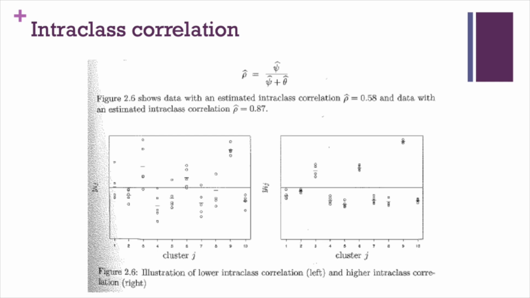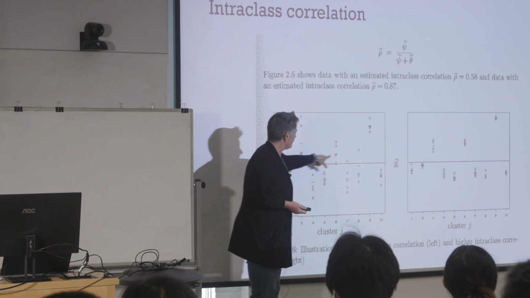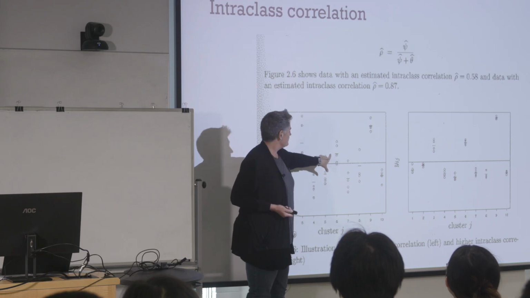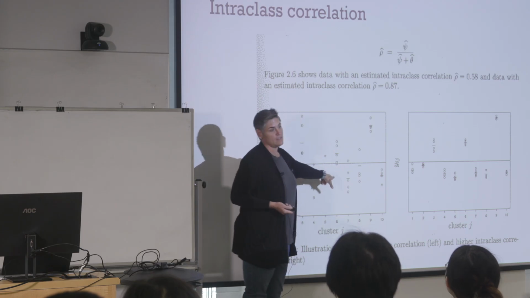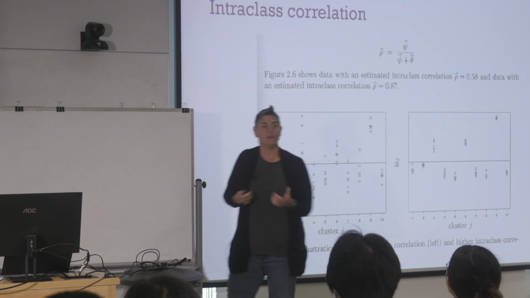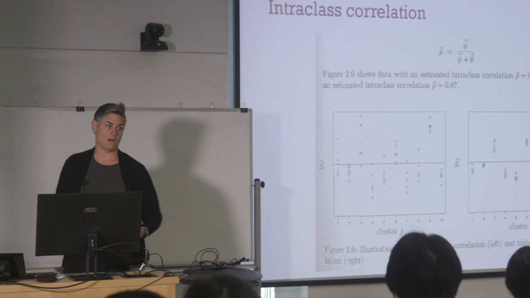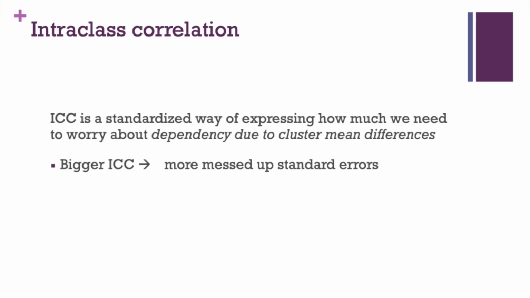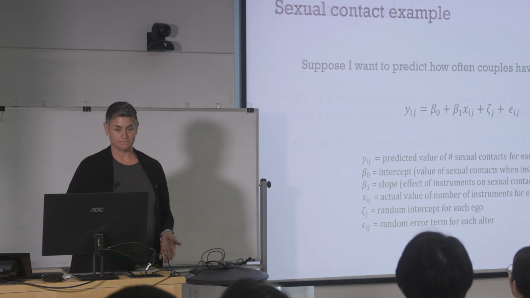But you can see at left here, right, we have a bunch of clusters here at the bottom. And then you can see that the observations, these are the zetas, right, or the random intercepts. And you can see that over here, the ICC is smaller because the observations are less clustered around the intercept. Over here, they're more tightly clustered, right? So we have a higher ICC, or higher correlation of observations within our clusters, in our case, our ego networks. So this is just a standard way of expressing how much we need to worry about dependency due to cluster mean differences, right? So if we have a bigger ICC, we're going to have more messed up standard errors if we just use OLS and we ignore clustering.